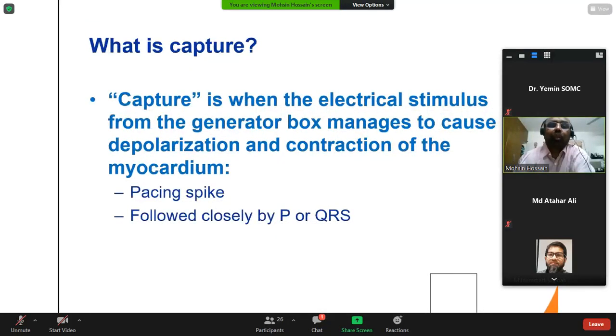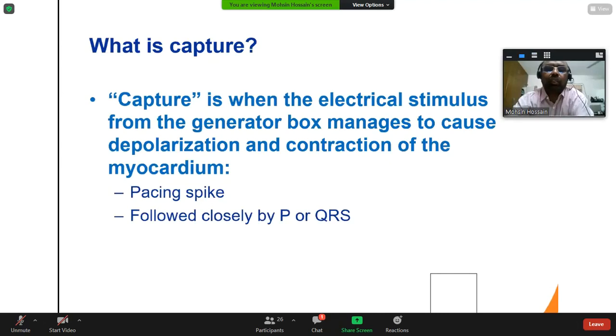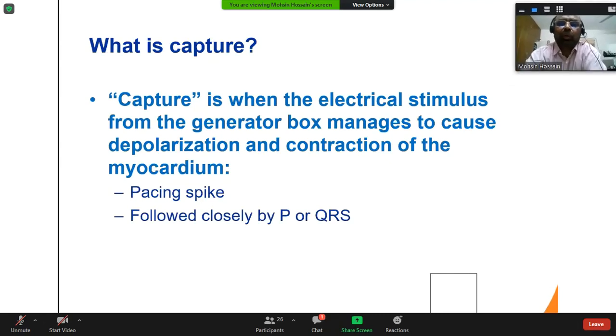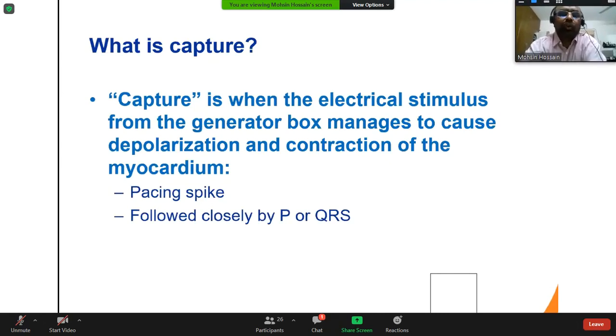What is capture? Capture is when the electrical stimulus from the generator box manages to cause depolarization and contraction of the myocardium. That is the minimum amount of current needed for myocardial depolarization. It produces a pacing spike followed by a P and QRS, or PQRS.